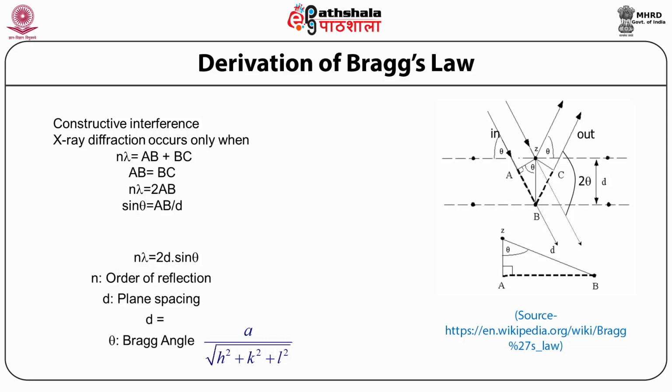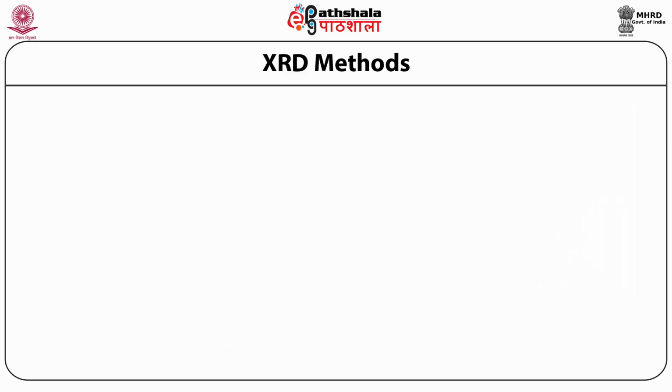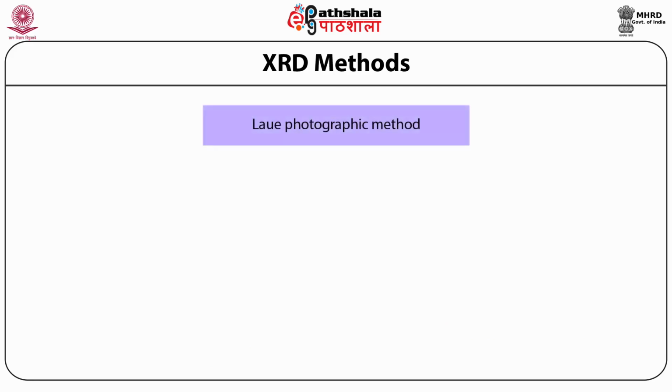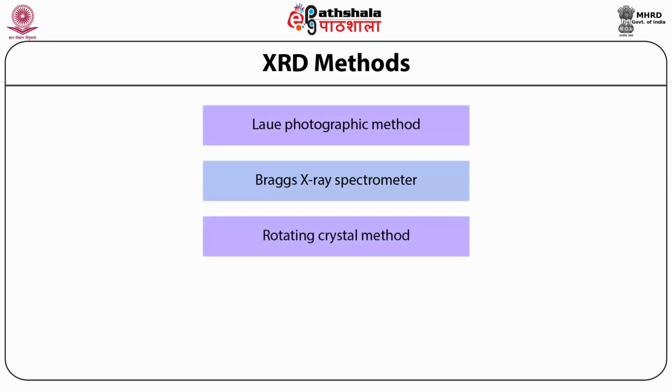In 1915, William Henry Bragg and William Lawrence Bragg were awarded the Nobel Prize for their contribution to crystal structure analysis. They were the first and so far the only father-son team to have jointly won the prize. The XRD methods: there are four types of methods. The first is the Laue photographic method. The second is Bragg's X-ray spectrometer. Third is the rotating crystal method. Fourth is the powder method. Now we will discuss each in detail.